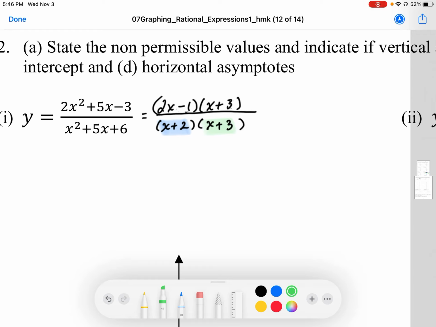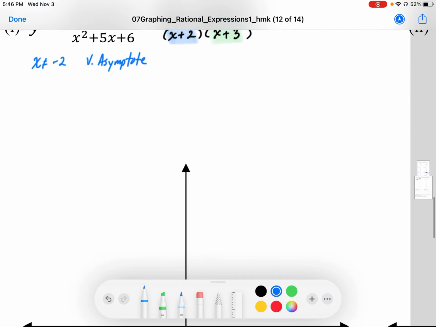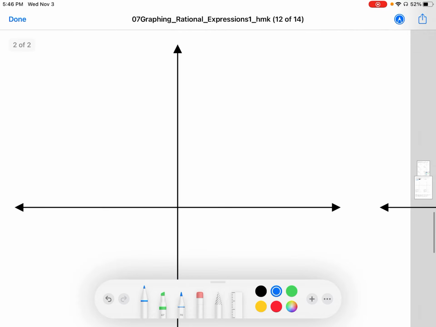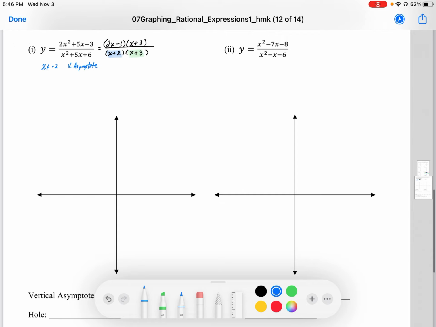Okay, and one of them is going to give us a hole, and one of them will give us a vertical asymptote. So x not equal to -2, this happens to be a vertical asymptote. Okay, I think I left a spot here, so x not equal to -2. So I'm just going to draw in my vertical asymptote at -2.